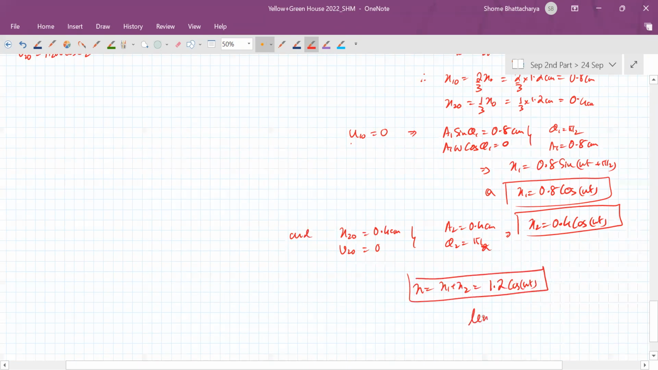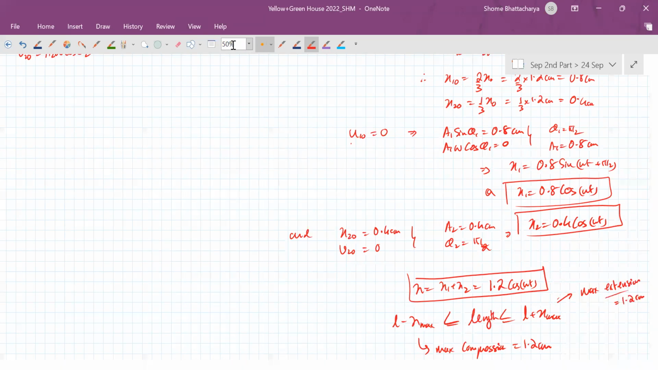So the length of the spring ranges between L plus x's maximum value to L minus x's maximum value. So maximum compression is also 1.2 centimeters. Maximum extension is also 1.2 centimeters.